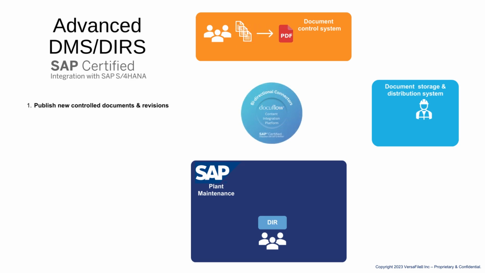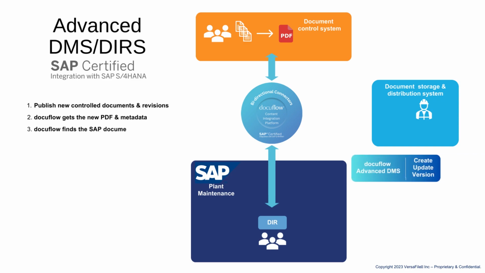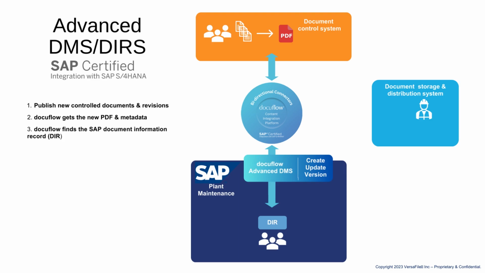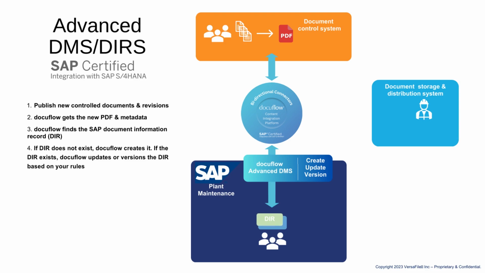Docuflow automatically sees a new document is published, gets the new PDF and metadata from your document control system, and then connects to SAP. Within SAP, Docuflow looks for the associated SAP DIR. If the DIR does not exist, Docuflow will create one. If the DIR does exist, Docuflow will either update or version the DIR automatically based on your business rules.